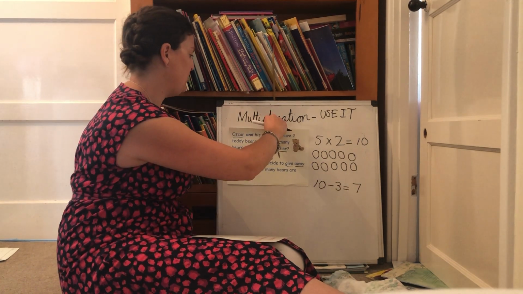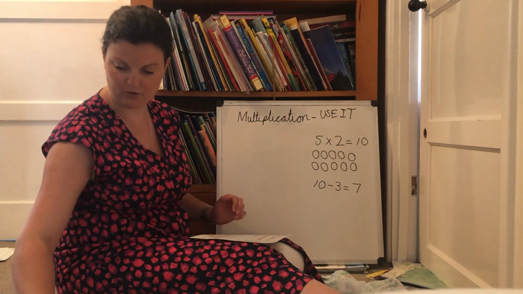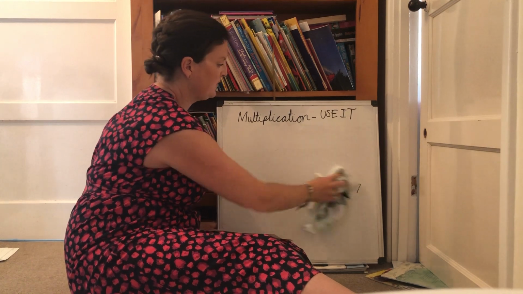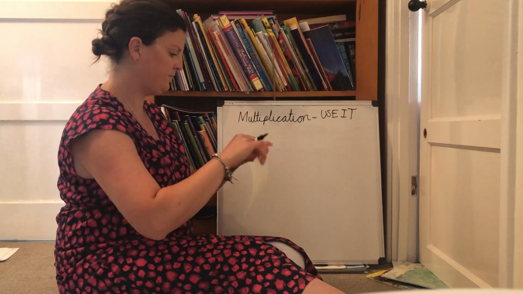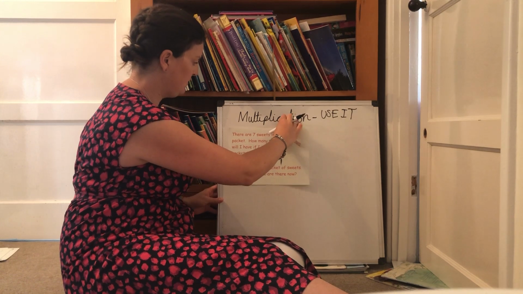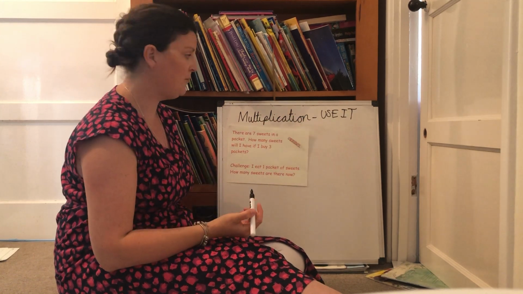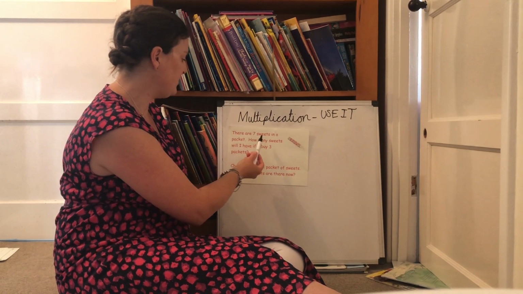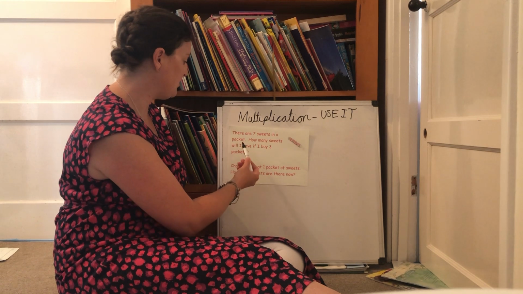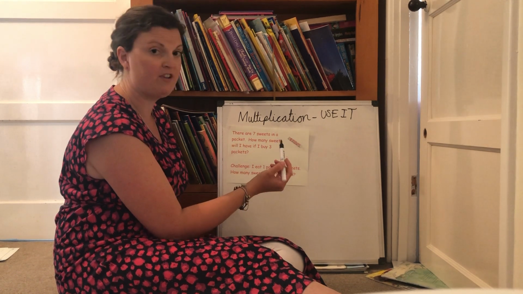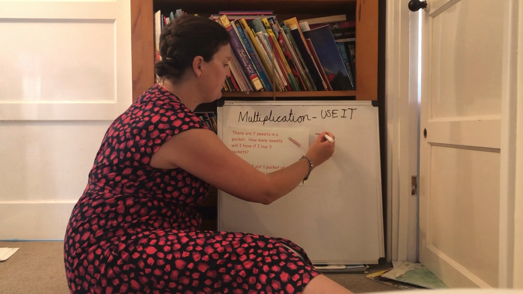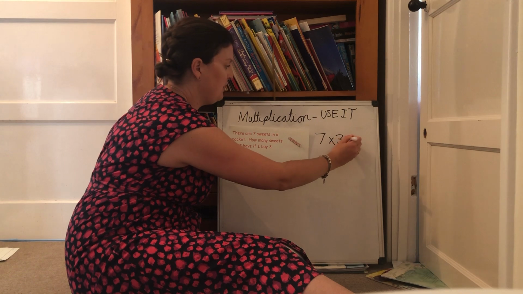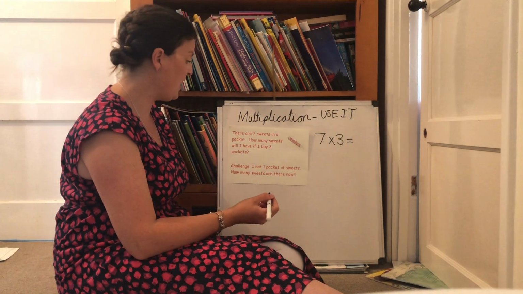Right, let's have a look at one more of these before we give you a chance to have a go on your own. Here's another one. And this time we've got some sweets in our word problem. It says, there are 7 sweets in a packet. How many sweets will I have if I buy 3 packets? So I have 7 sweets in 1 packet, but I have 3 times that number. So it's 7 times 3.